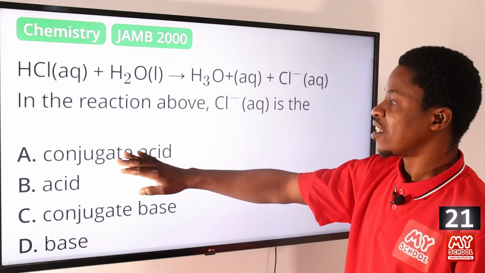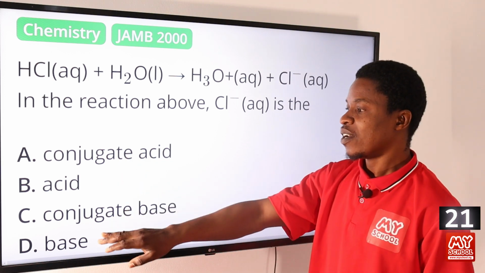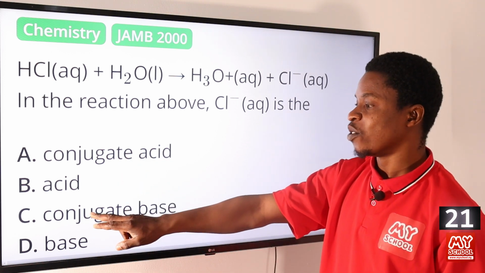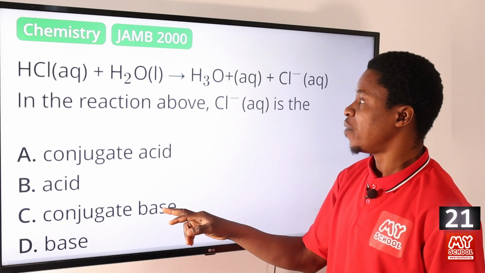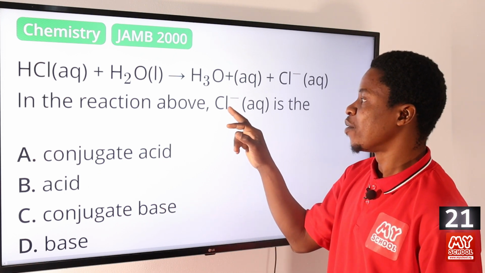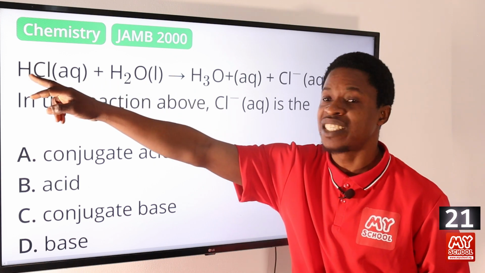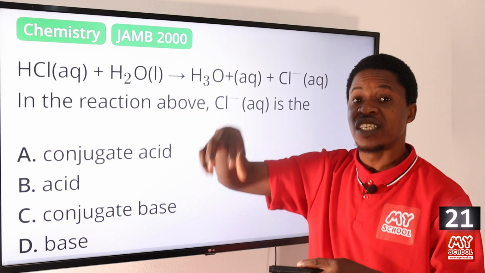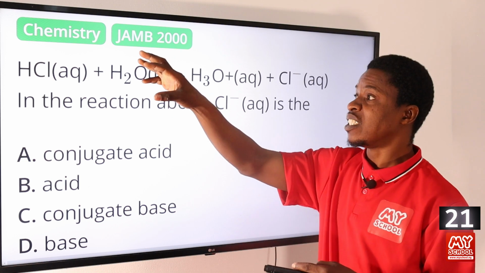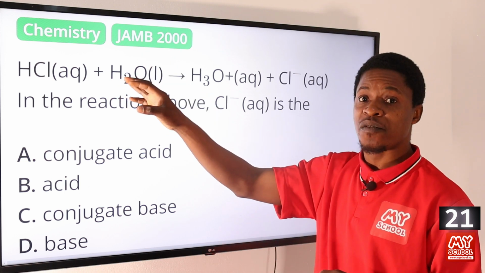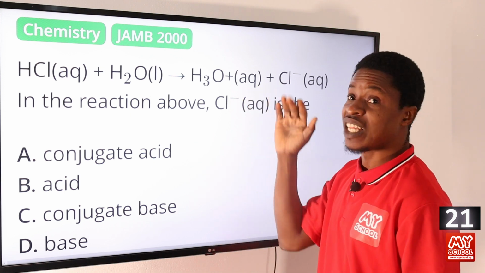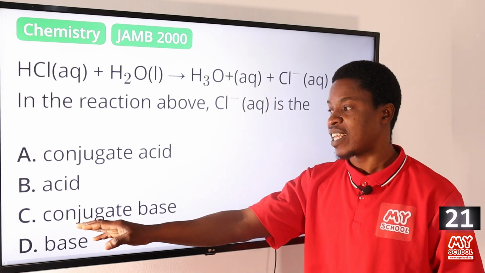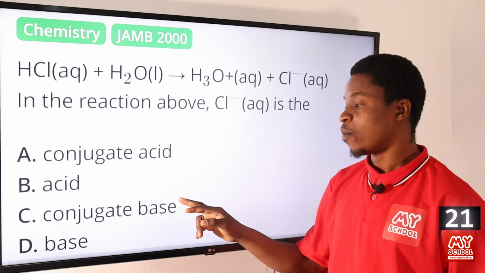So from the options, conjugate acid, no, conjugate base and base. So it is conjugate base. So option C is the correct answer here. That conjugate base is Cl minus, because it was from HCl, from an acid. And once a proton is donated or dissociated in water, given off, a proton is hydrogen ion, what is left behind is a conjugate base. So the correct answer here is conjugate base, option C.